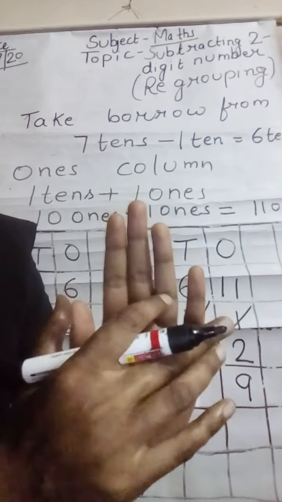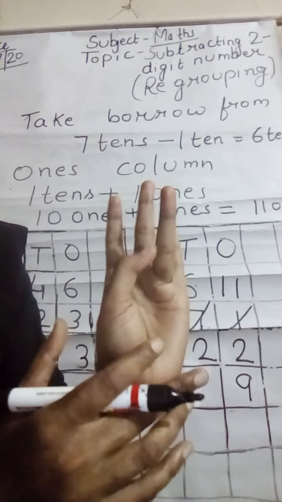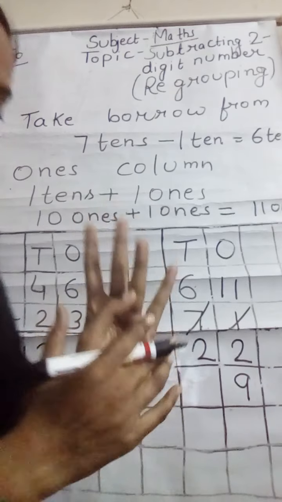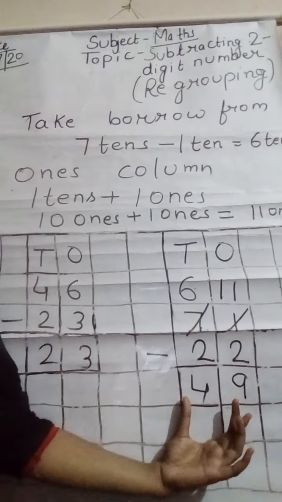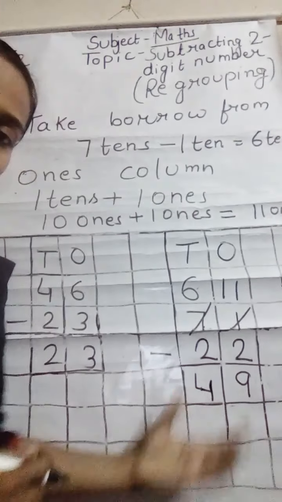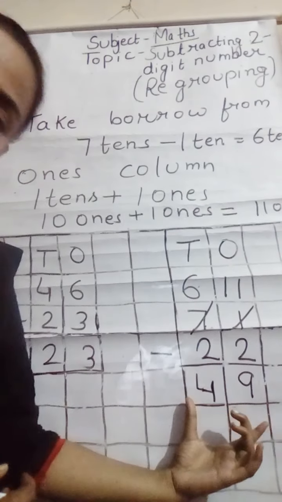6 minus 2, now 1, 2, 3, 4, 5, 6. 6 minus 2, 1, 2. So how many lines are left? 1, 2, 3, 4. 4. Okay, 49. What is the difference now? The difference is 49. Okay.